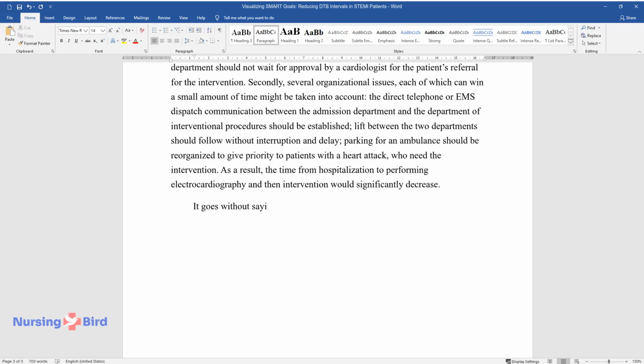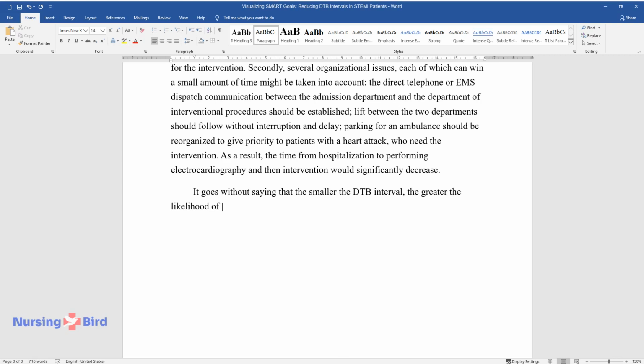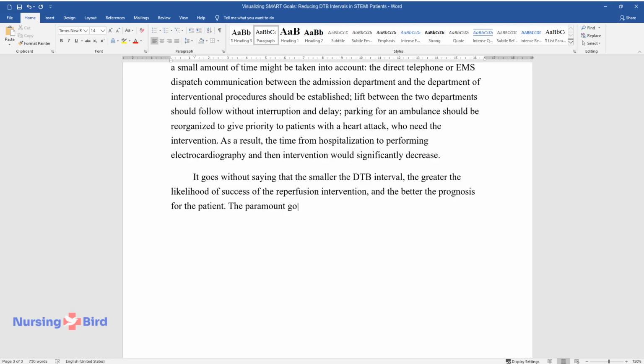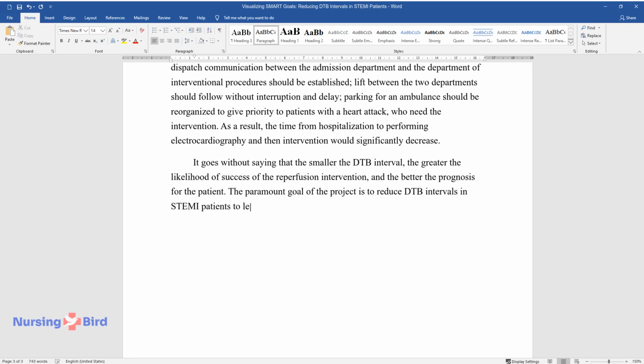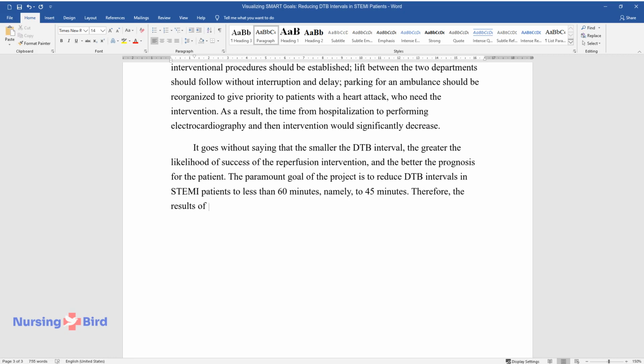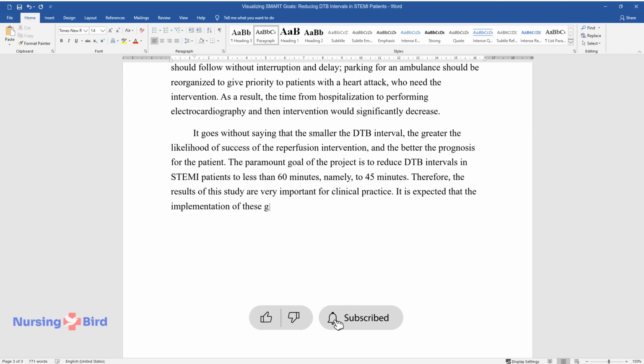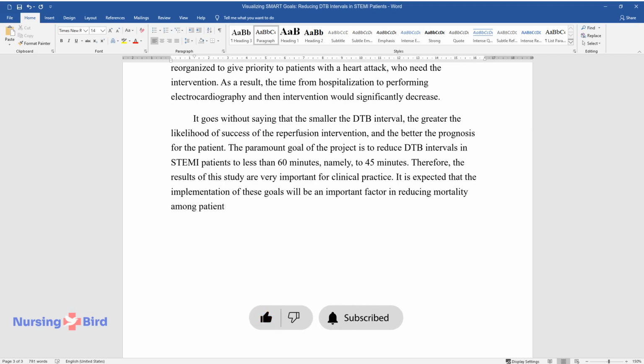It goes without saying that the smaller the DTB interval, the greater the likelihood of success of the reperfusion intervention, and the better the prognosis for the patient. The paramount goal of the project is to reduce DTB intervals in STEMI patients to less than 60 minutes, namely, to 45 minutes. Therefore, the results of this study are very important for clinical practice. It is expected that the implementation of these goals will be an important factor in reducing mortality among patients with STEMI.